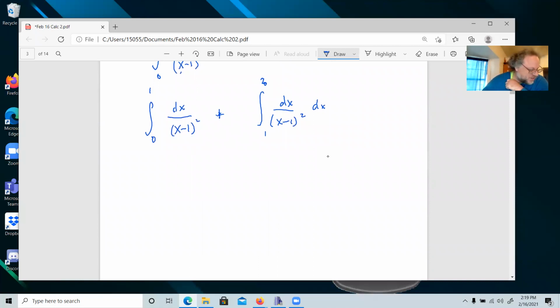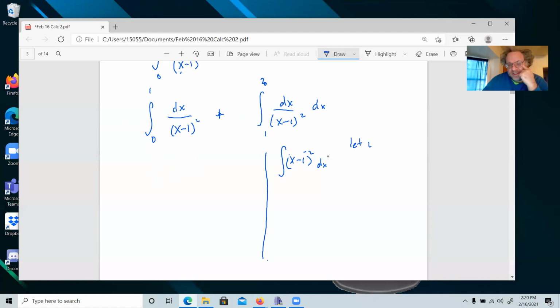All right, what do we want to do with this thing? What I'd like to do off to the side here is just evaluate the integral of 1 over (x minus 1) squared, a general integral without limits. Okay, and that's negative 2, right? What do we do with this?